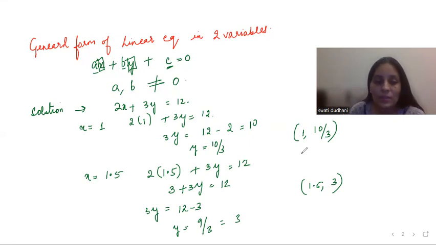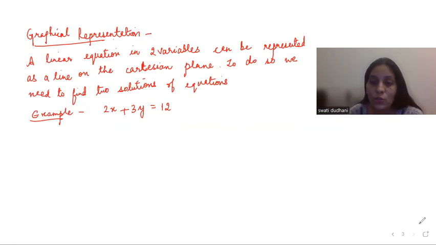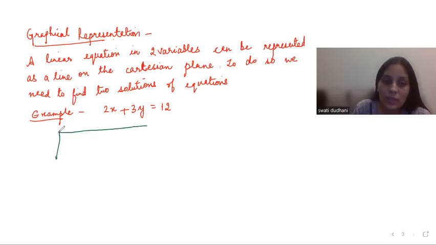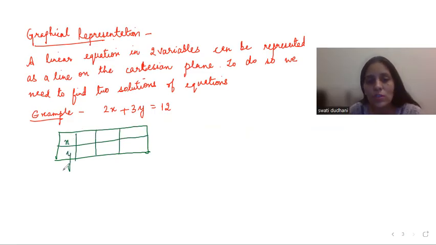All right. Now next, we can also find the solution using graphs, a graphical representation. A linear equation in two variables can be represented as a line on the Cartesian plane. To do so, we need to find two solutions of the equation, so at least two values you need to find. Let us see an example. How do we do the graph? Here I'm taking a minimum of 3 solutions; you can also take 2. Let's take 3 solutions. Here I can randomly take x as 0.